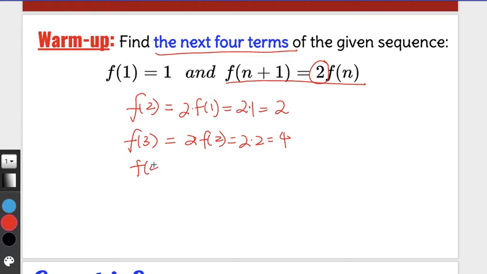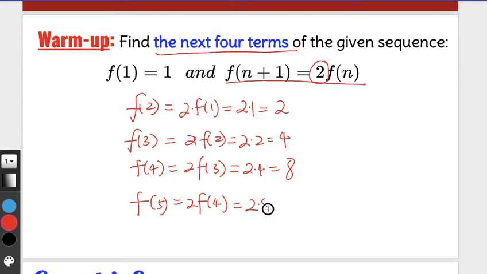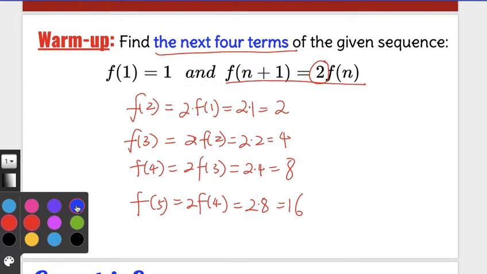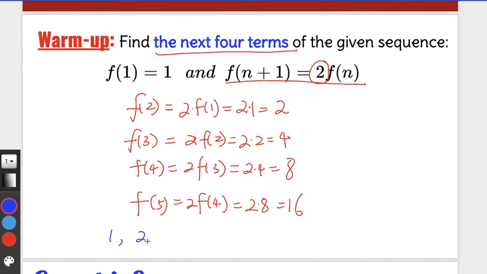So we just continue doing this. This is the current term, this is the next term, which is f of 4, so we multiply by 2, and we get 8. And 1, 2, 3, 4. So the next four terms, we are going to get this. Now, since we have 5 terms, let's quickly write them down. The first term is 1, 2, 4, 8, 16.